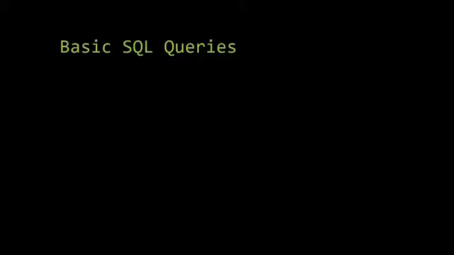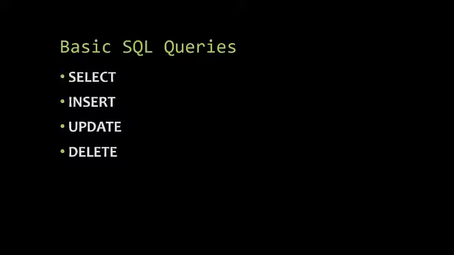The SQL language has four basic data manipulation statement types. Select, the statement that retrieves information from a database. Insert, the statement that creates new records in the database. Update, the statement that updates information in a database. And delete, the statement that deletes records from a database.